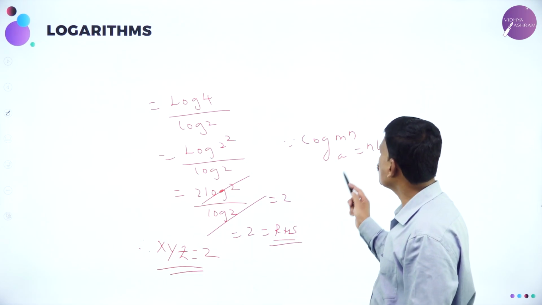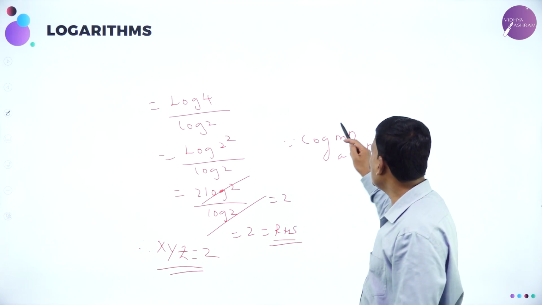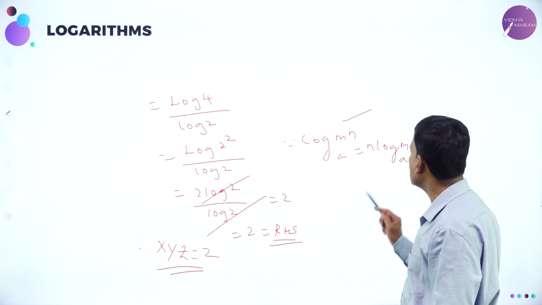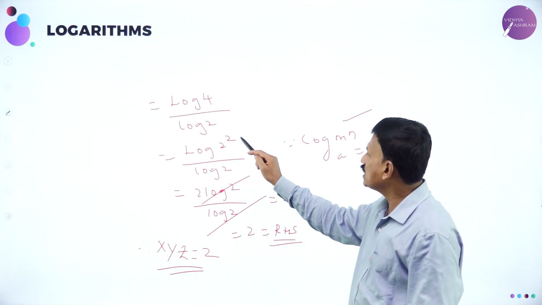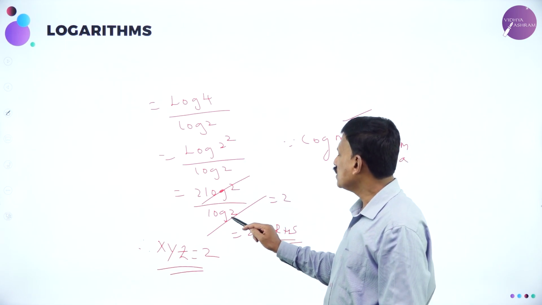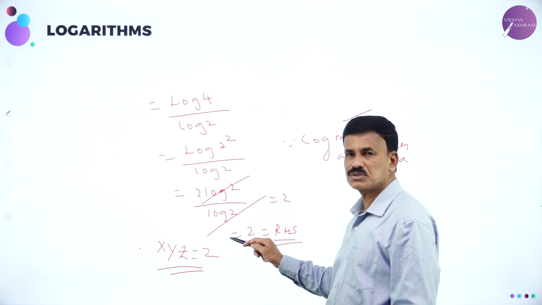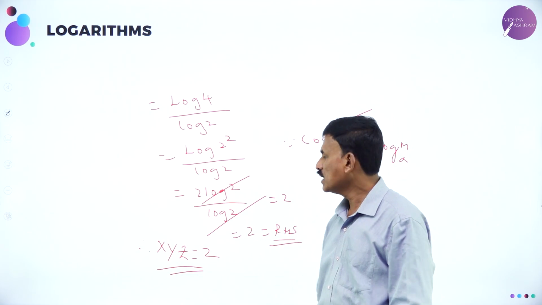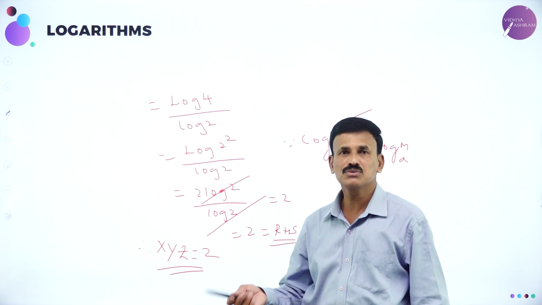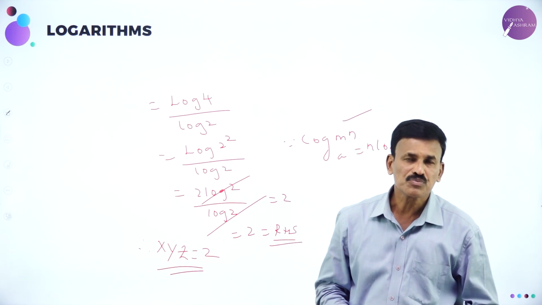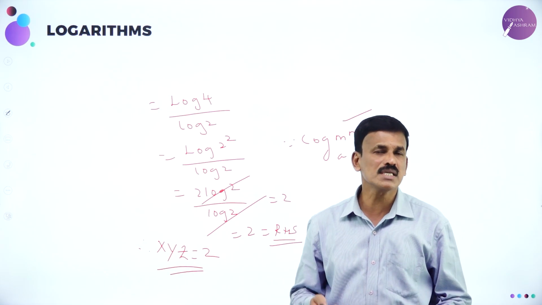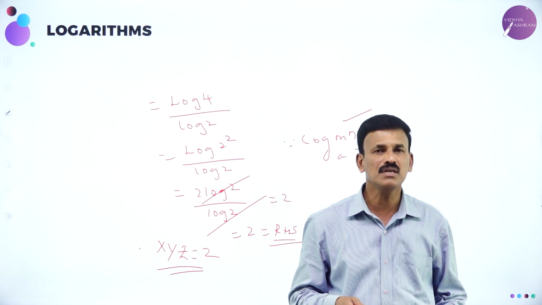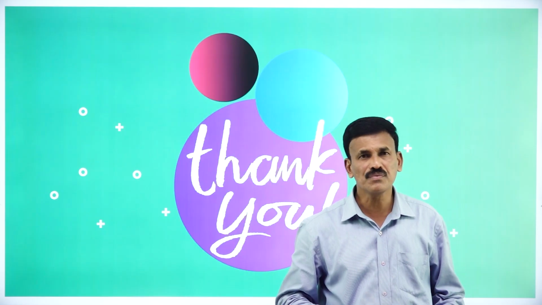Now 4 can also be written as 2 square. Again using the logarithmic formula, logarithm of m to the power of n is n log m to base a. Here n is 2, so 2 log 2 divided by log 2. Log 2 and log 2 get cancelled, that's equal to 2, which is the required answer. So therefore x into y into z is equal to 2. That's it. Okay. So these are a few problems based on the properties, that is, based on the laws of logarithms. Okay. Hope you followed this.